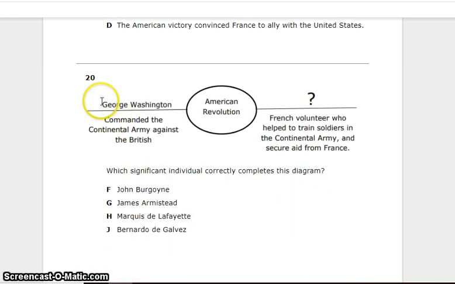Number 20. George Washington was the commander of the Continental Army against the British. American Revolution: blank, French volunteer who helped train the soldiers in the Continental Army and to secure aid for France. Which significant individual correctly completes this diagram? F. John Burgoyne. G. James Armistead. H. Marquis de Lafayette. J. Bernardo de Galvez.